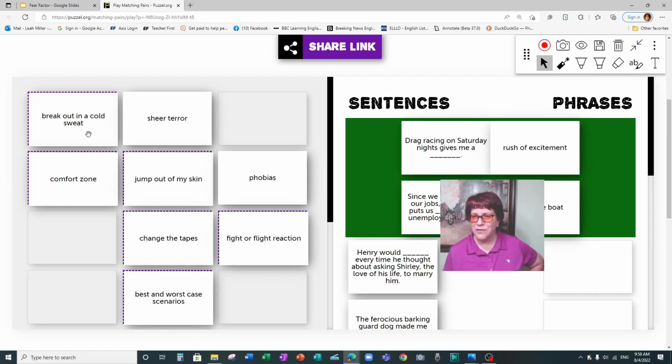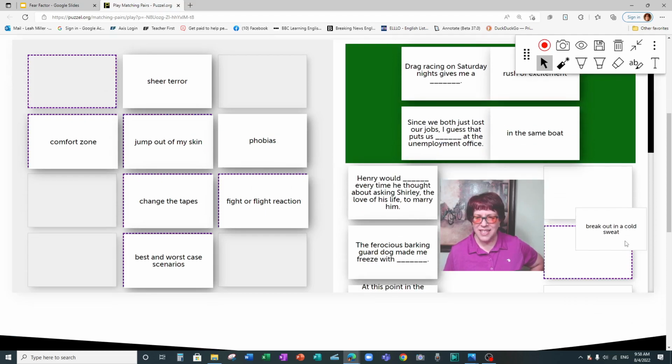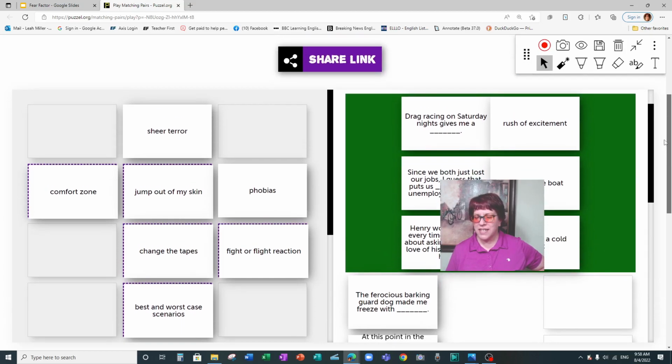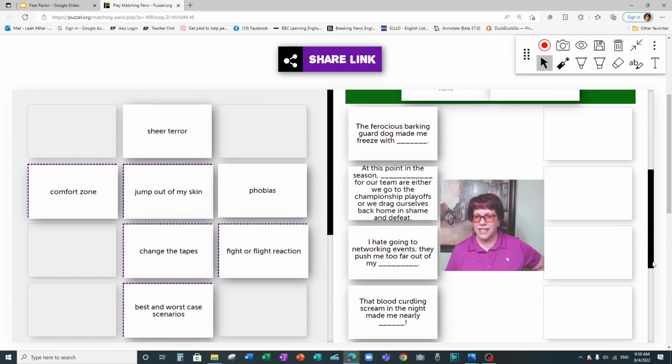Right. Okay, another verb phrase. He would break out in a cold sweat. Let's see if that works. There we go. Okay, now it's matching. All right, let's bring this screen back down here and move the sentences up.